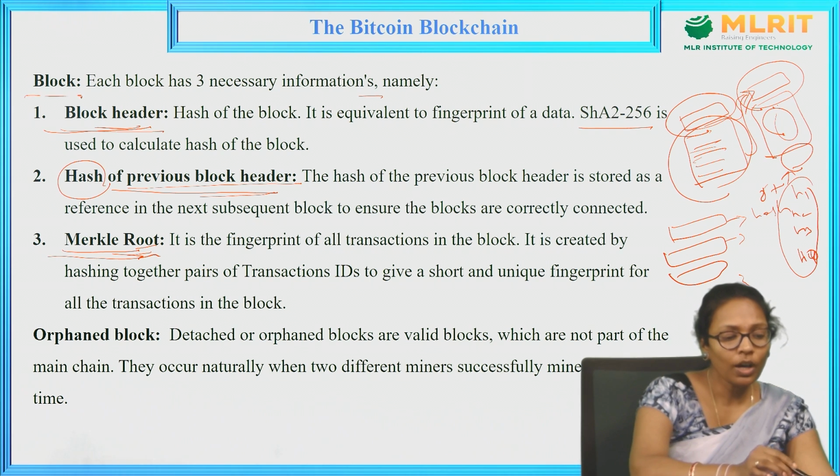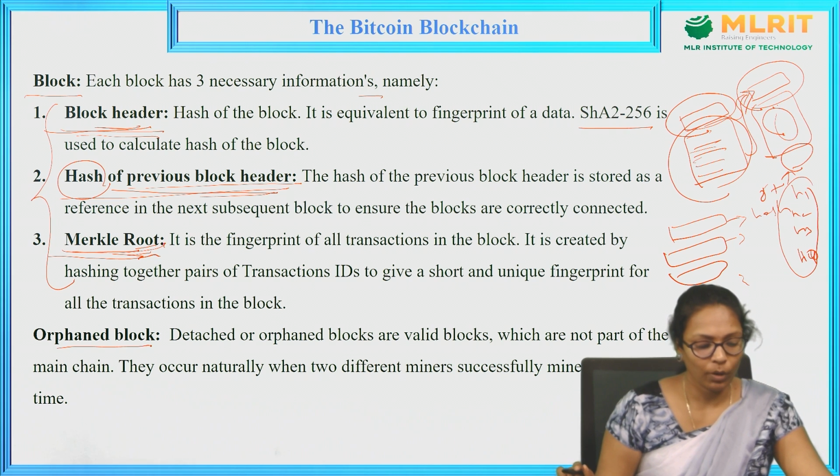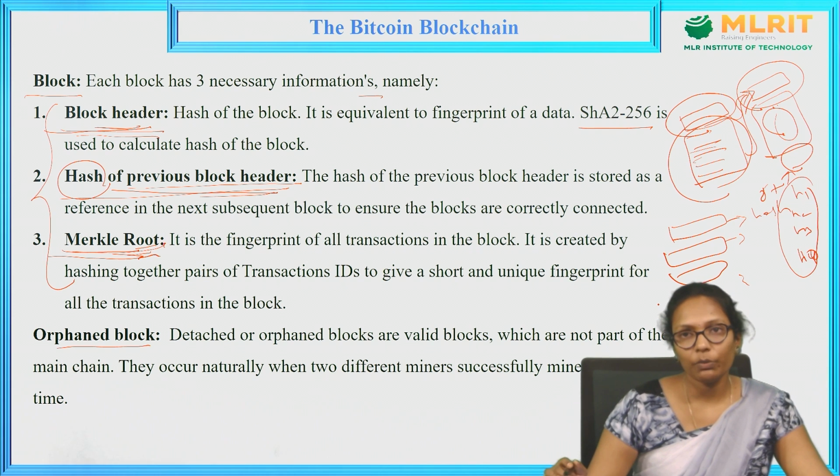So this block has 3 different parts: the block header, the hash of the previous block header, and the Merkle root. Coming to the next concept, the next terminology is an orphaned block. Detached or orphaned blocks are valid blocks which are not part of the main chain. So these are not part of our blockchain.